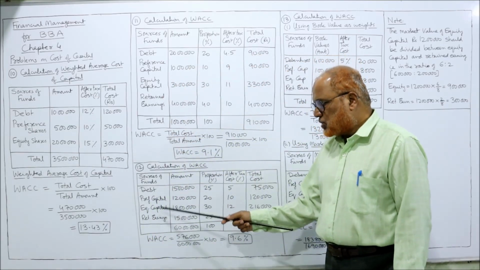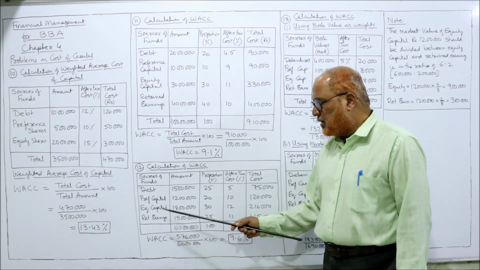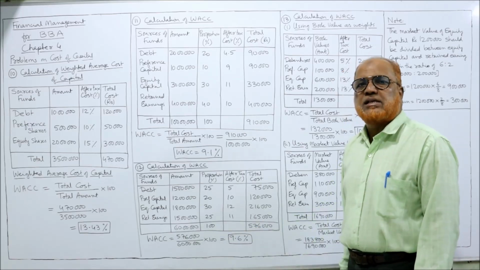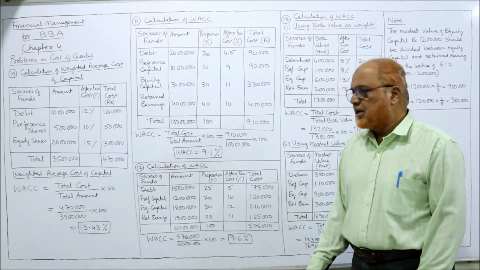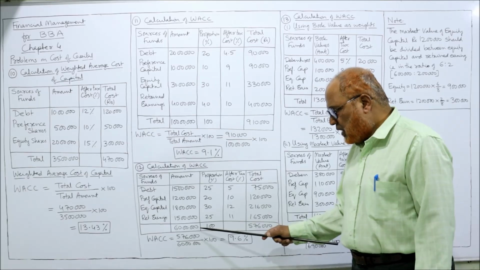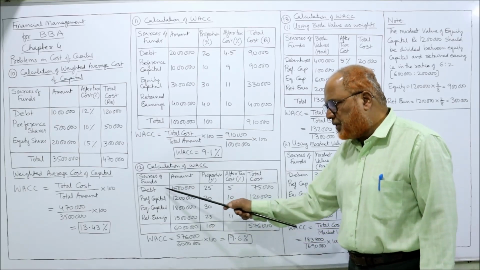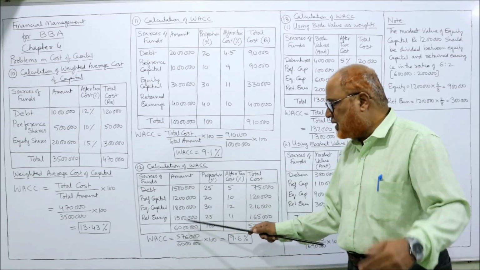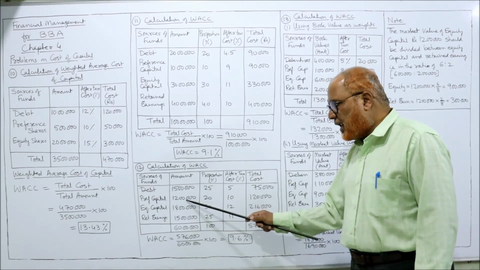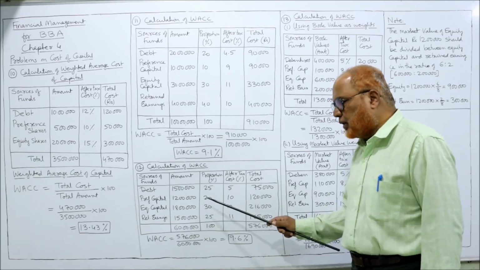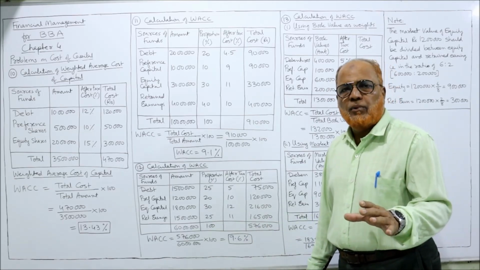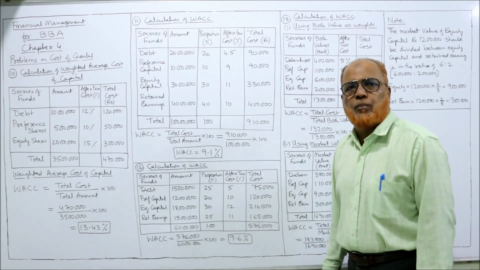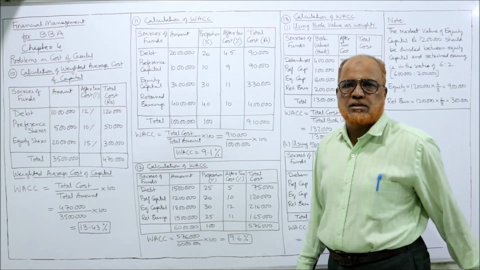Now here, sources of funds, debt, preference, equity, retained earning. Amounts are given: 15 lakh, 12 lakh, 18 lakh, 15 lakh. The total capital is 60 lakh given in the problem. Then proportion. Out of 60 lakh, 15 lakh rupees are the debt. So 15 lakh by 60 lakh into 100, you will get 25%. 12 lakh by 60 lakh into 100, 20%. So we can calculate WACC either by taking the amounts or by taking the proportions. You will get the same answer.